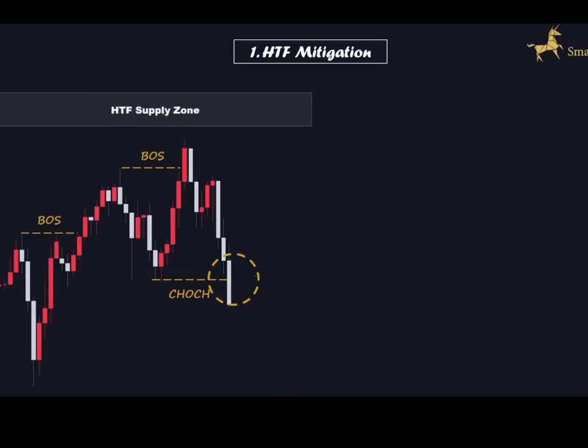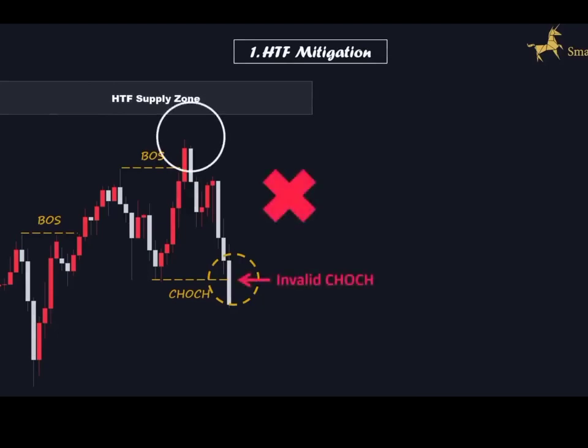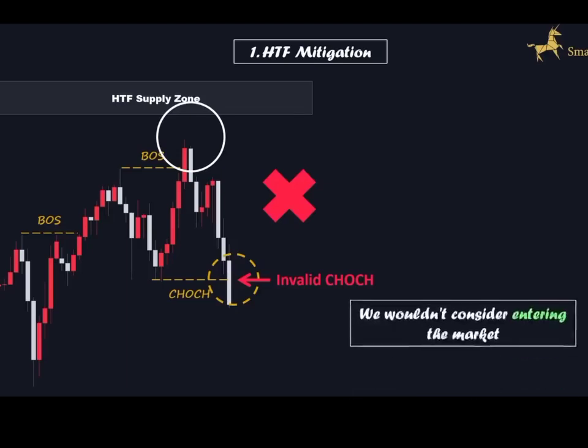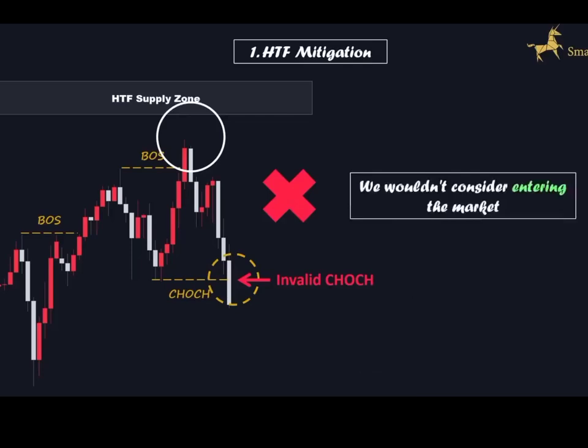If the price creates a change of character without interacting with a supply or demand zone, even with a valid candlestick pattern, it cannot be considered a valid change of character. This is a crucial point that needs careful consideration because it helps us identify high probability points of interest and valid reversal patterns. This prevents us from falling into traps caused by false reversal changes in market character and trading in the wrong direction.